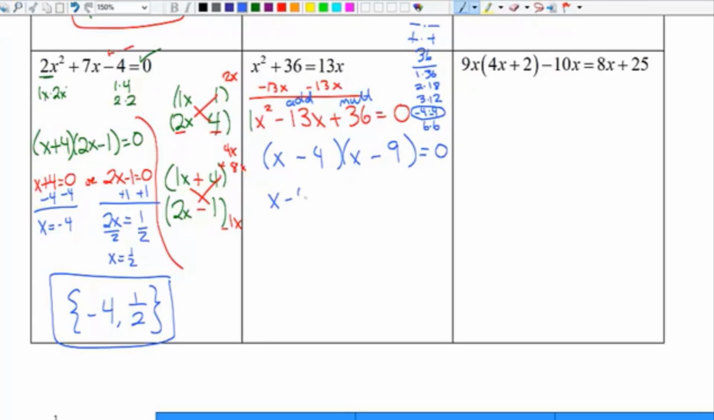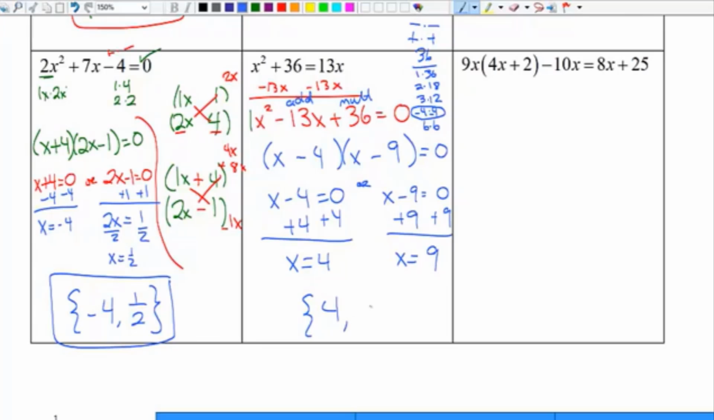Now I set each of those factors equal to 0 and solve. So my two answers are positive 4 and positive 9. As a note, these can be in either order.